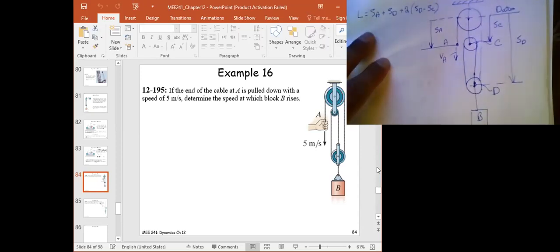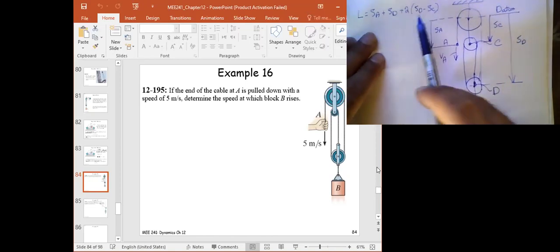So now, how do I go from here? By the way, the velocity of B is going to be equal to what? How can I get the velocity of B from these?